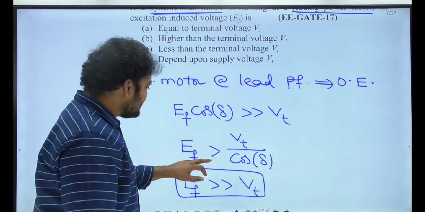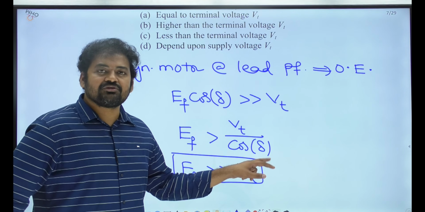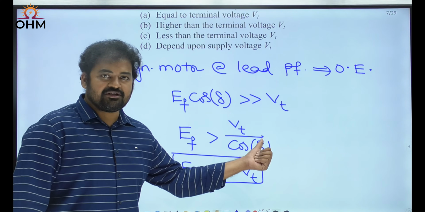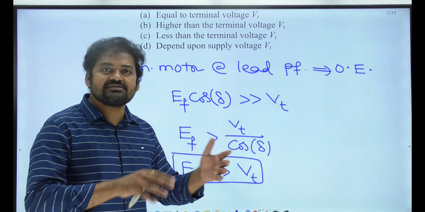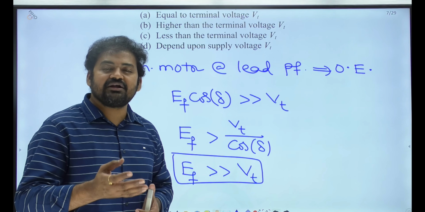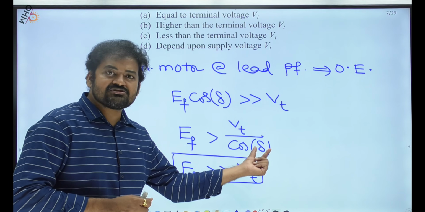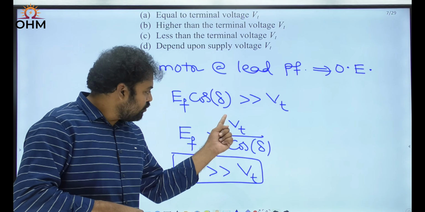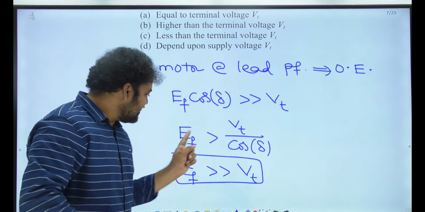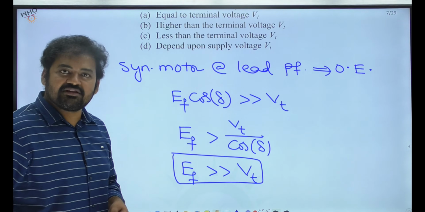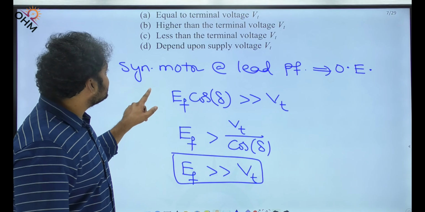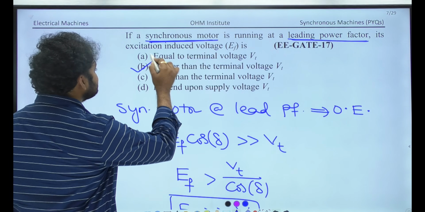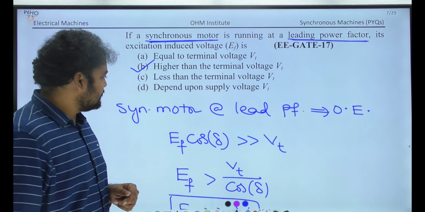I repeat again, what is the range of cos delta? If delta is 0, that is no load condition, cos delta is 1. Even if cos delta is 1, EF is greater than Vt. Suppose delta is a finite value, that is a loaded condition. If the motor is at loaded condition, delta is a finite angle. Let's take 30 degrees or 40 degrees or any angle, cos of any finite angle is less than 1. 1 by a number less than 1 will become greater than 1. Therefore, this relation will continue to hold, EF greater than Vt. So finally, what is the correct answer here? Induced EMF EF is higher than terminal voltage. Option B is correct.